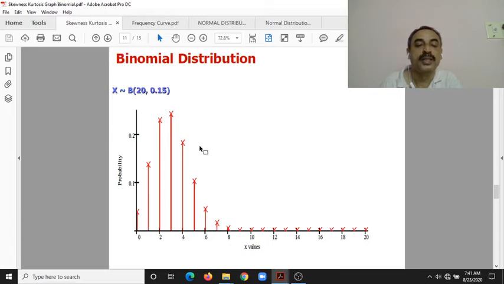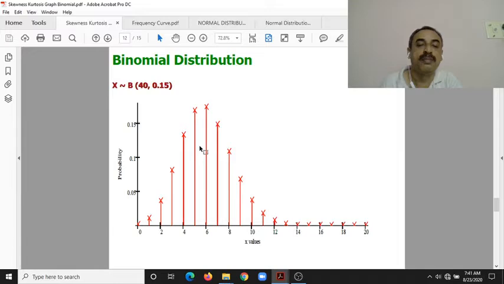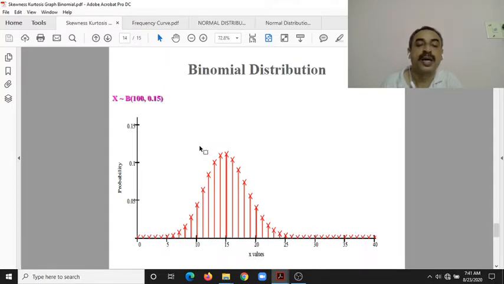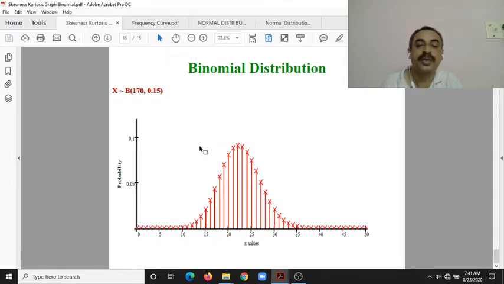When n is increasing, we can see the shape becomes more or less symmetric. Now this is for n equals 40. Now n equals 70, n equals 100, n equals 170. Here the shape is very symmetric. So when n tends to infinity, the frequency curve of the binomial distribution becomes symmetric.